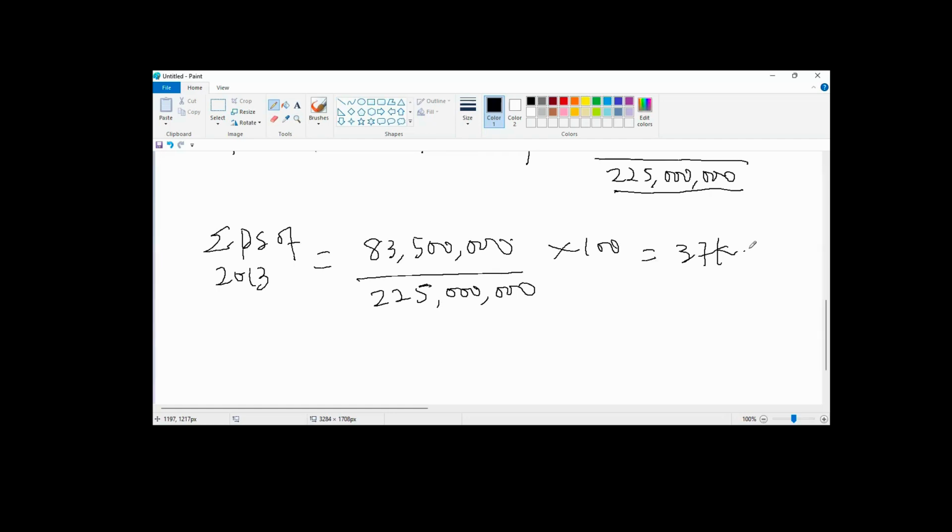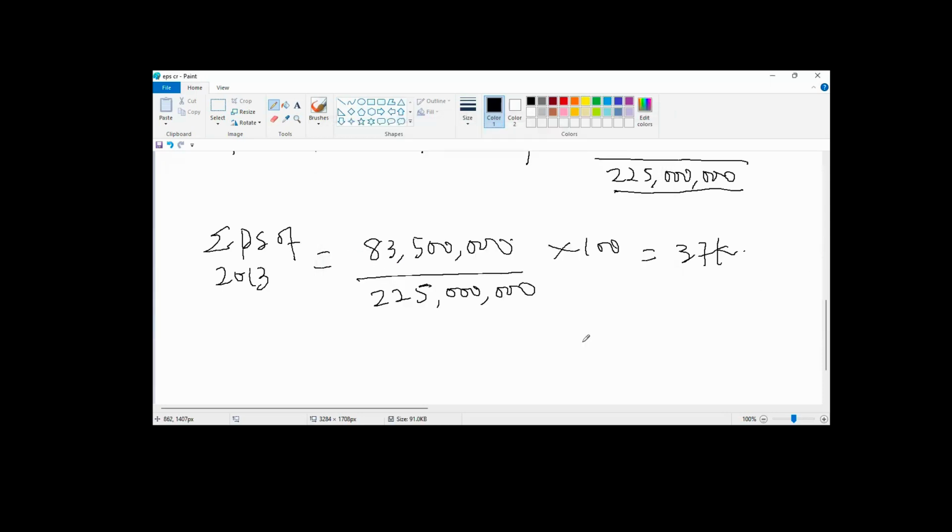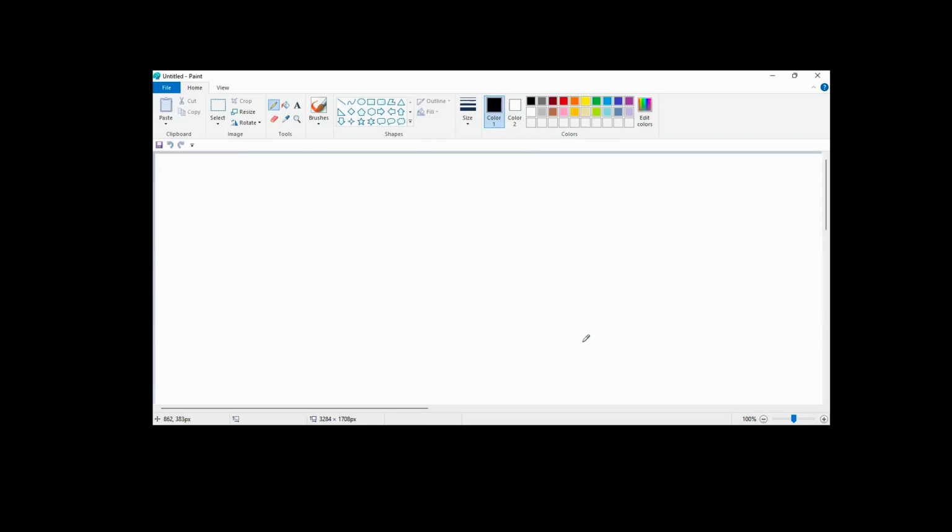Any issue before we move to bonus issue? Let me save this so that I can send it immediately after the class. Do we have any issue before I proceed? Let's go to bonus issue.